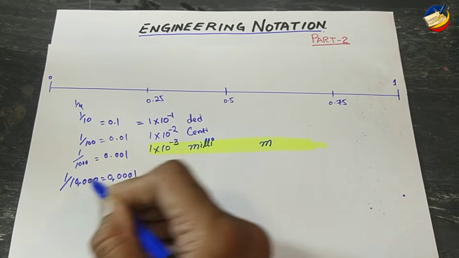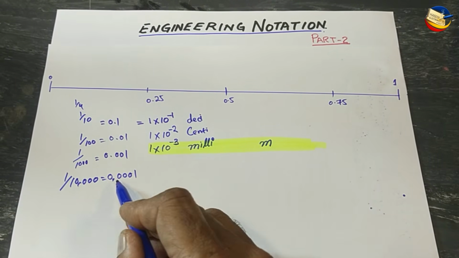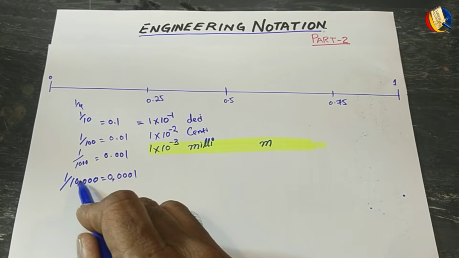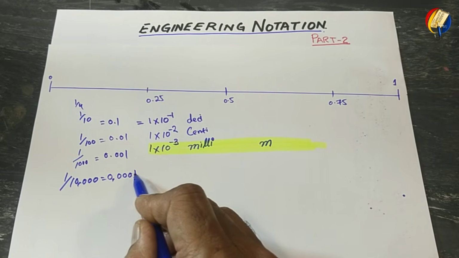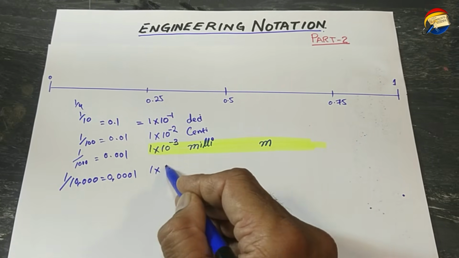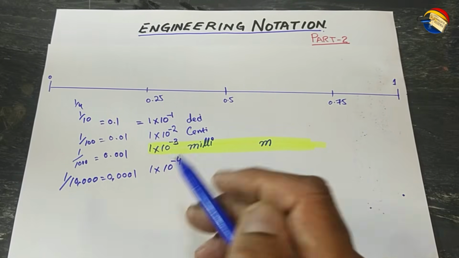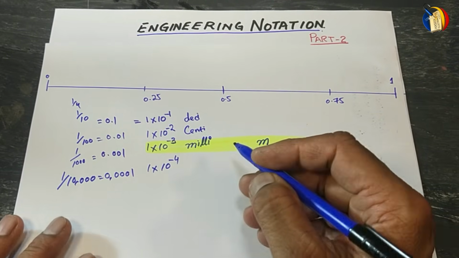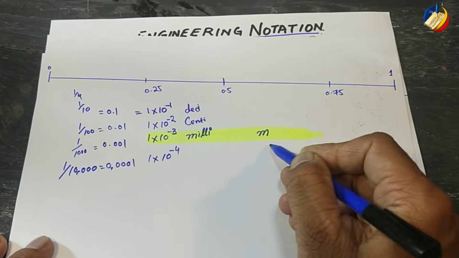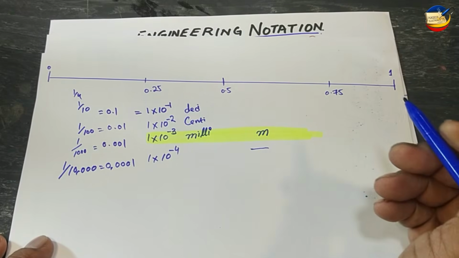So it will be 0.0001. This 1 will stand at the 4th position: 1, 2, 3, 4. So it is 1 into 10 raised to the power minus 4. There is no SI prefix. It is not used in engineering.